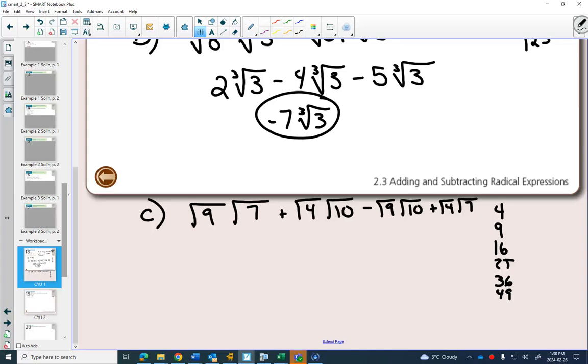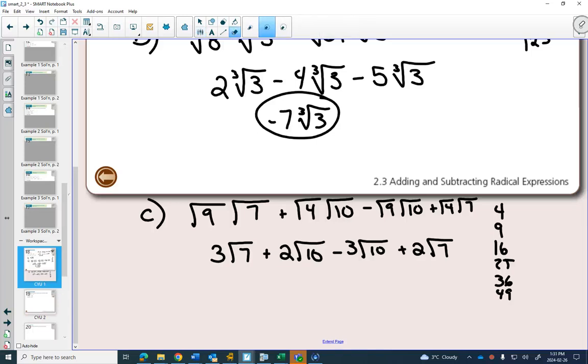So 63 is root 9 times 7. The square root of 9 is 3, so this is 3 root 7s. Square root of 4 is 2, so this will be 2 root 10s. Square root of 9 is 3, so this is 3 root 10s. And square root of 4 is 2, so 2 root 7s. Did I make a math error somewhere? For minus 2 root 7. Oh, the last one should be a minus sign? Thank you. There we go. Yes, they're all negatives there at the end.